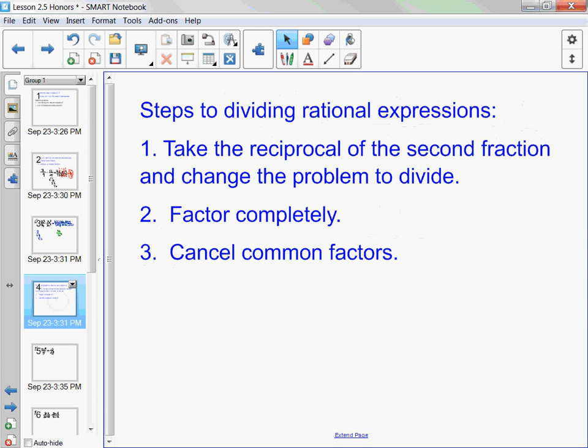Okay. We're going to talk about steps to dividing rational expressions. There's only one difference. The first thing you do is take the reciprocal of the second fraction and change the problem to, oh, that's supposed to say multiply. I made a mistake. So I'll show you that in a second. Then factor completely, then cancel the common factors. So if we need to pause it for a second, do so, and then start it when you're ready.